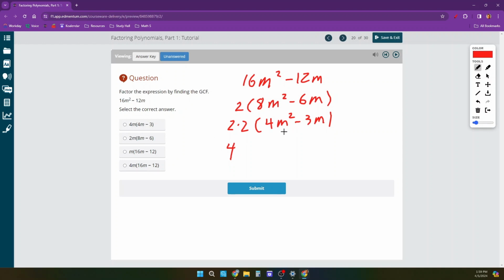Now I look at the variables and I see that they have m in common. How many m's do they have in common? They only have one m, because their second term only has one m. So I cannot remove the 2 m's that are in this first term. I need to limit myself by seeing what they have in common, which is only one m. So I'm going to take out that m, and I'm left with 4m minus 3. And I do believe we find our answer here.